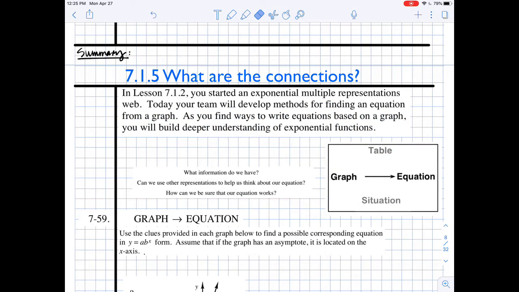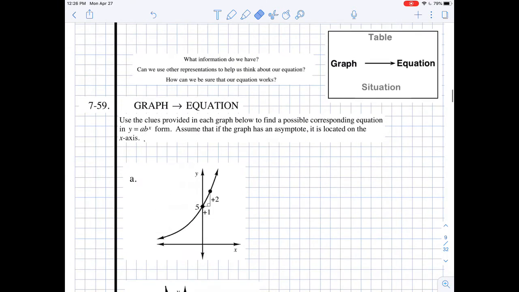So today we are going to be working on 7.1.5. What are the connections? Make sure that you set up your notebook. Make sure you write your learning target. And make sure you read the introduction. So please push pause now. So we're going to get started on 7-59. So please push pause so that you can read the problem.